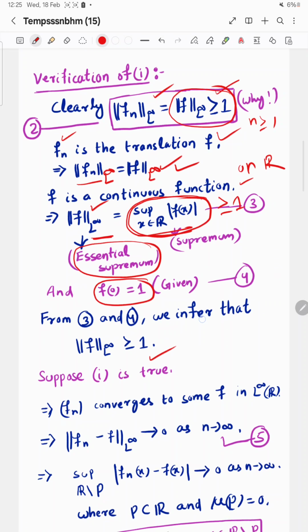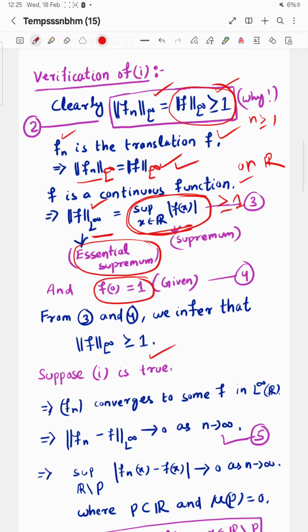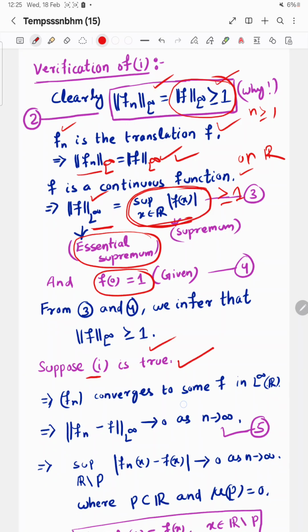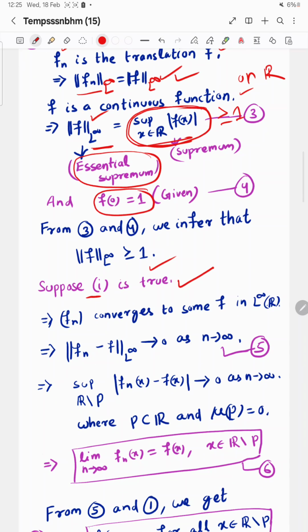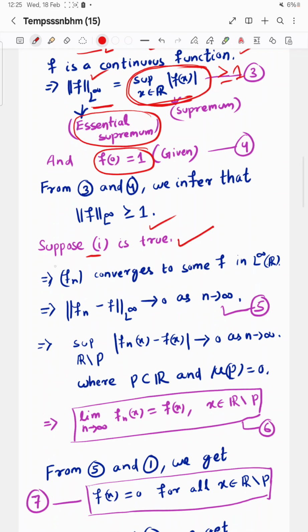Now we will prove that option 1 is false. We will prove it by the method of contradiction. Suppose option 1 is true; then we will reach a contradiction, and that contradiction verifies that option 1 is false. So suppose option 1 is true.